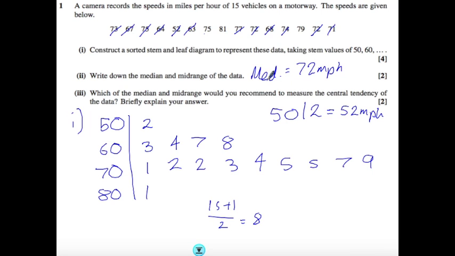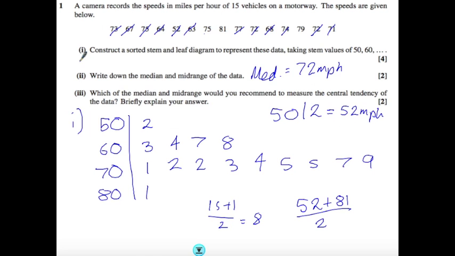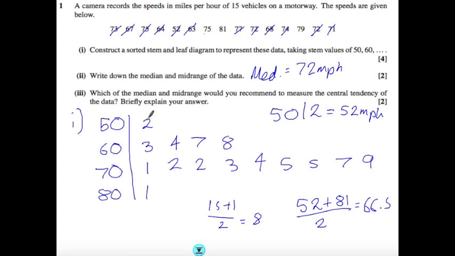The mid-range, something not in GCSE, is literally the highest value plus the lowest value divided by 2. So in our case, it's 52 plus 81 divided by 2, which is, I'm going to cheat because I don't have my calculator, 66.5. Okay, so it's literally 1 mark for the median, 1 mark for the mid-range. So it's the average of the highest and lowest values.